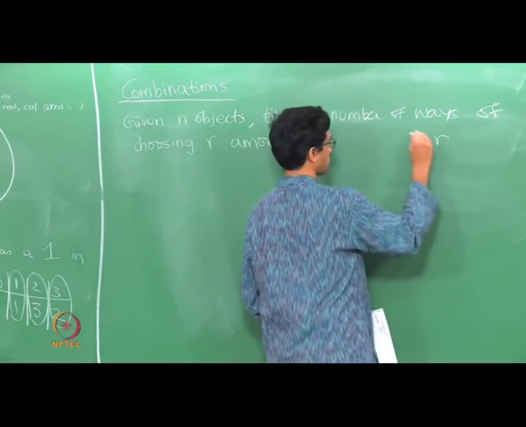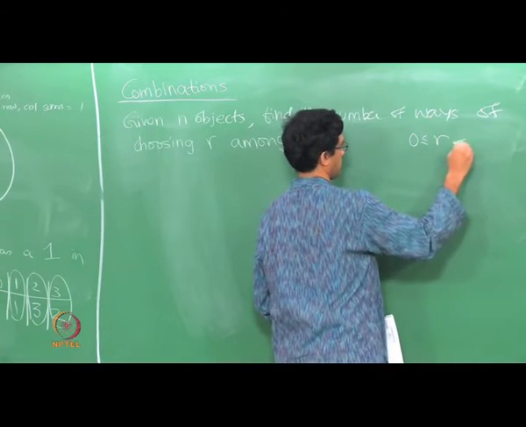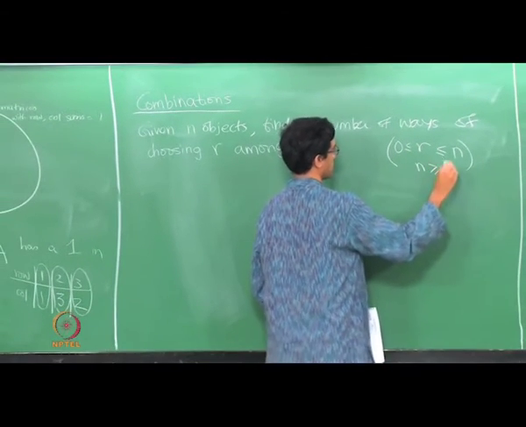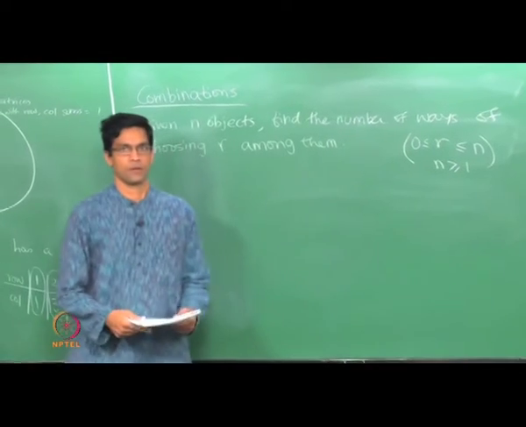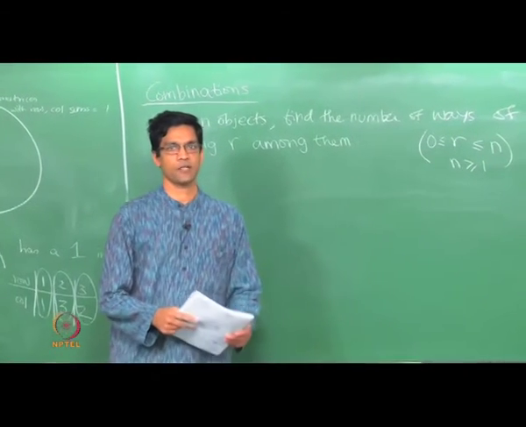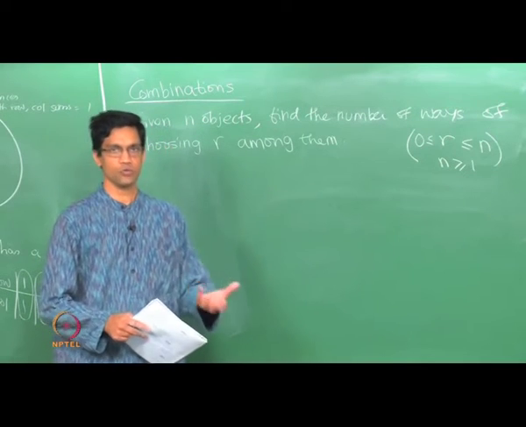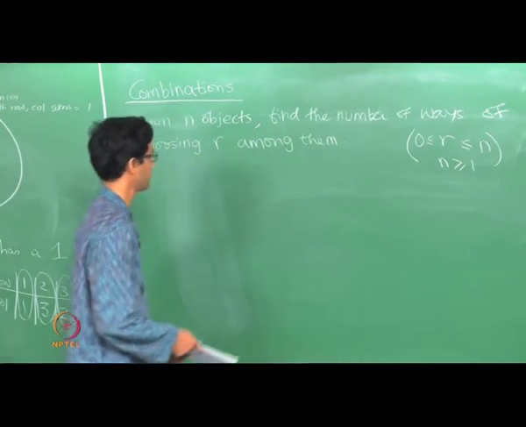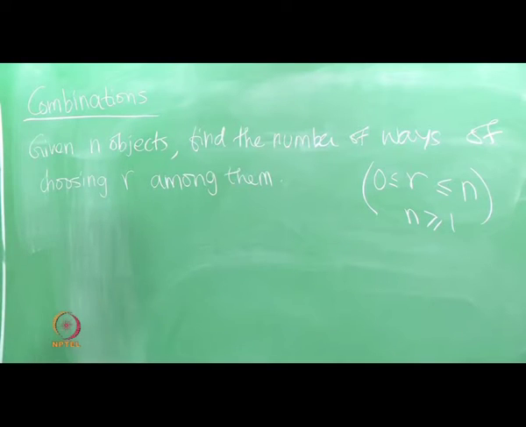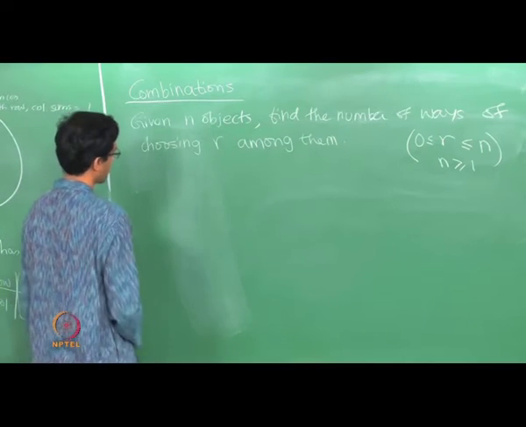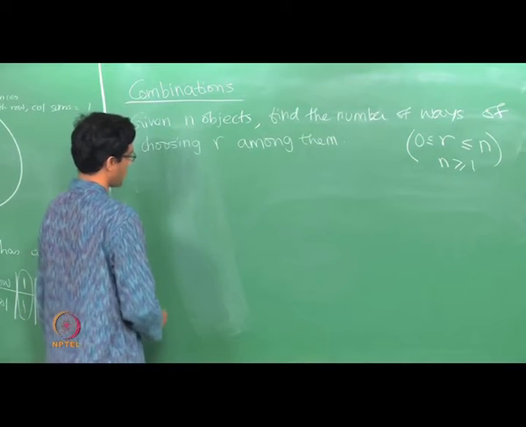So here R is some number between 0 and n, and n is a number that's at least 1. Okay, so you're given a set of objects and the combination is not ways of arranging but rather just ways of choosing R out of these n objects. And again this is I presume something that you must have seen before. So the way to solve this problem is sort of by going through permutations.